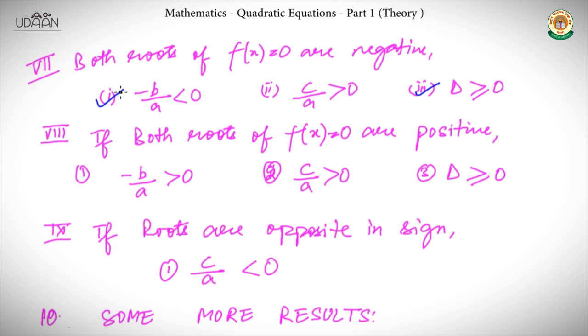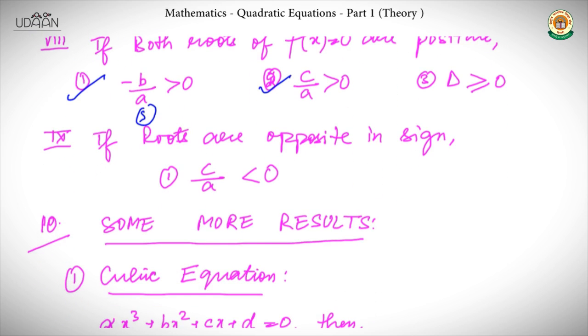So again, we don't need to memorize it. It's really a logical thing. Next, we see that if both the roots are positive, then minus b by a, that is the sum of roots, should be greater than 0. The product again should be greater than 0, and the discriminant should be greater than or equal to 0. The logic is the same as in the previous point.